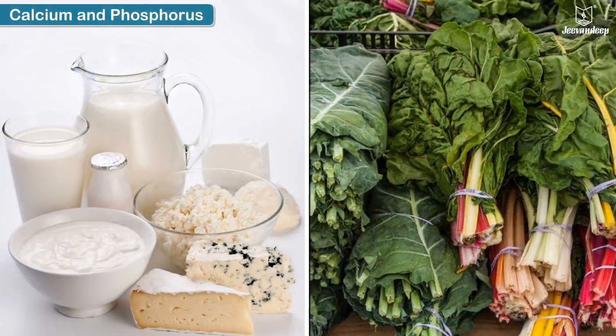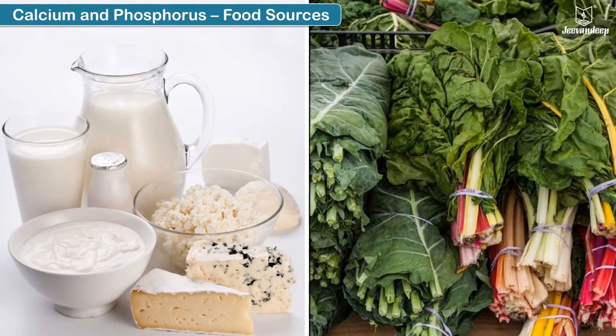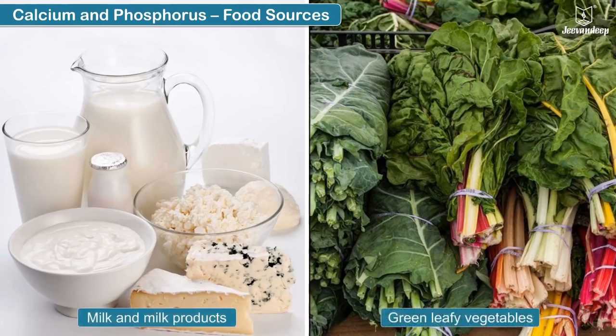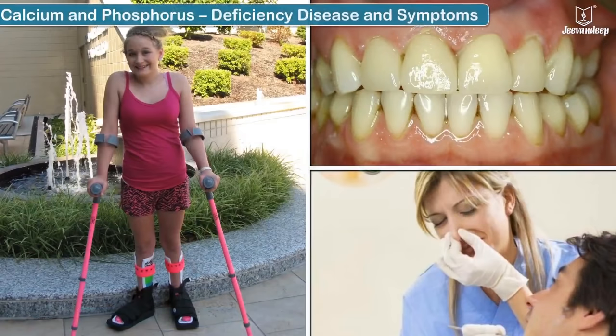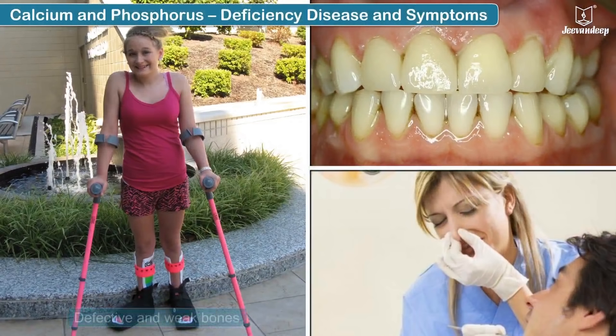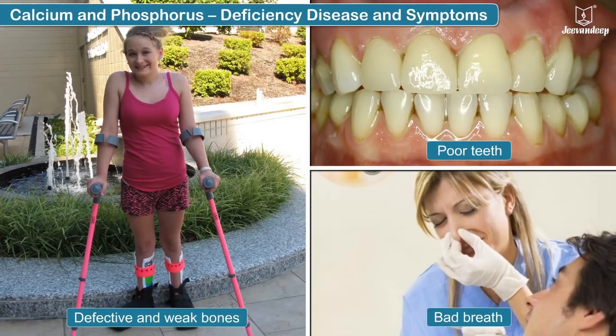Calcium and phosphorus. Food sources: milk and milk products, green leafy vegetables. Deficiency disease and symptoms: defective and weak bones, poor teeth, and bad breath.